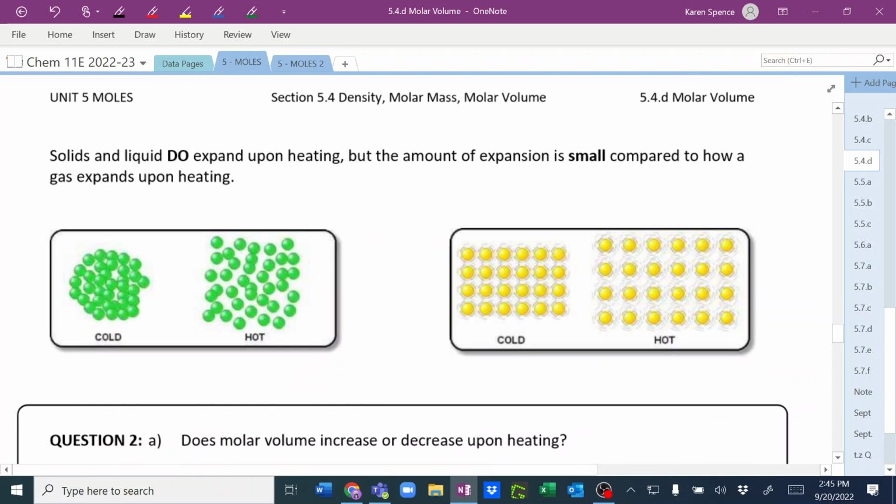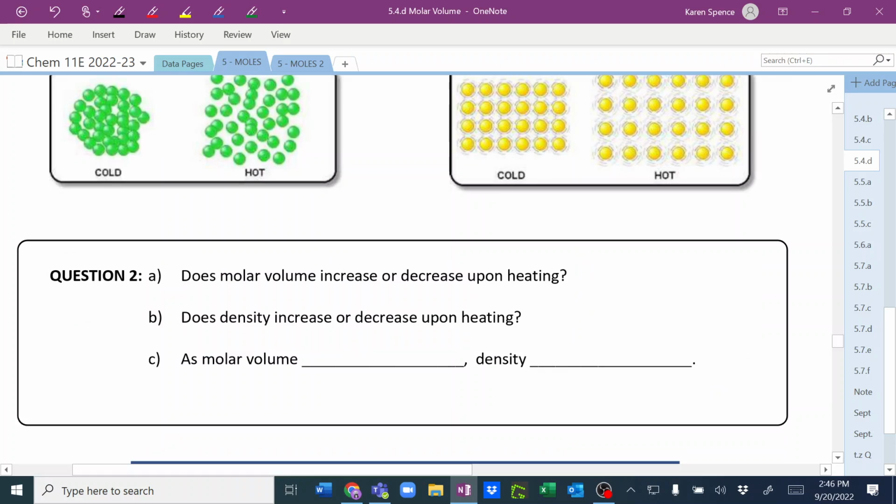Solids and liquids do expand upon heating, but the amount of expansion is small compared to how much gases expand. Does molar volume increase or decrease upon heating? Molar volume increases, yes. So what happens to the density when you heat it? The density decreases. So once again, we have found that as molar volume increases, the density decreases, and vice versa.